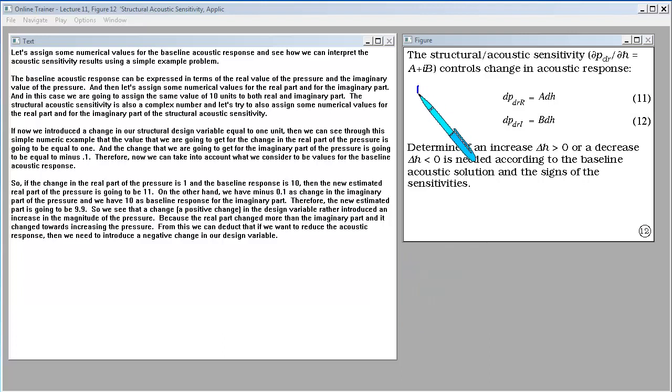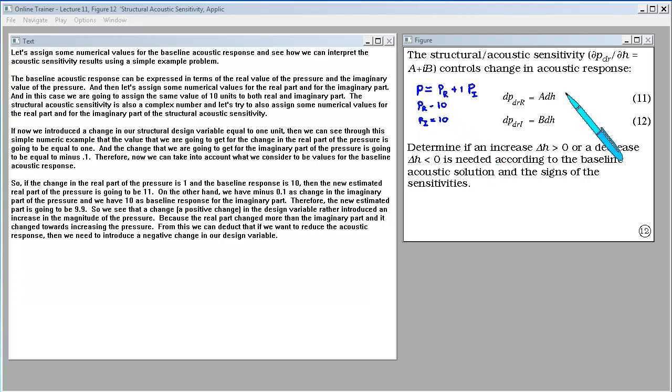The baseline acoustic response can be expressed in terms of the real value of the pressure and the imaginary value of the pressure. And then let's assign some numerical values for the real part and for the imaginary part. And in this case we are going to assign the same value of 10 units to both real and imaginary part.